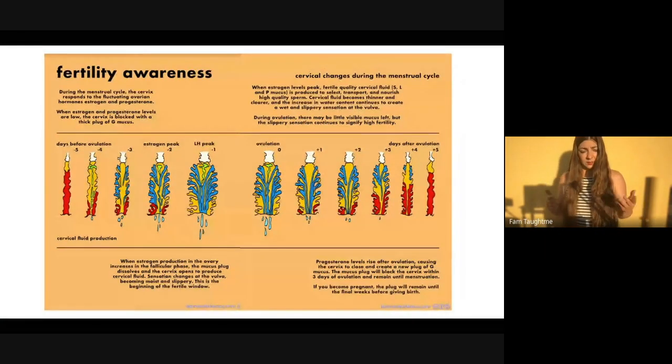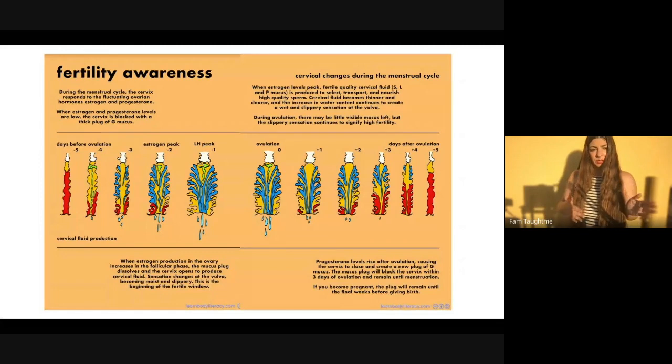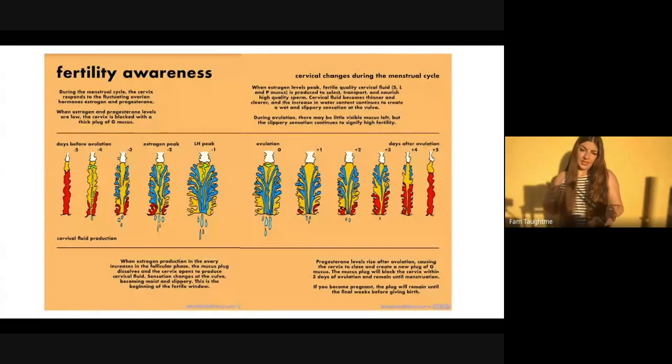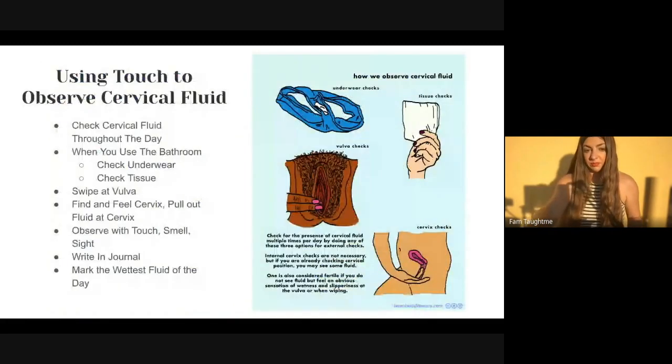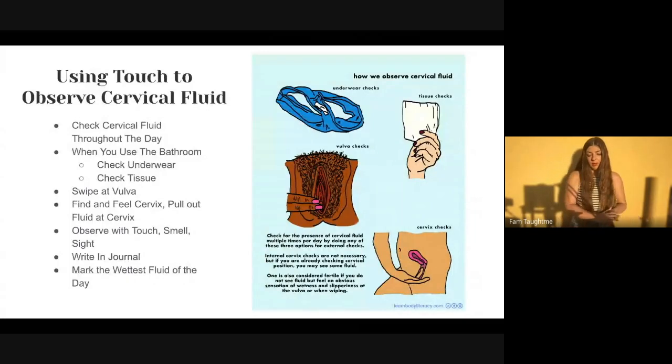You might see that in better perspective here, where we're showing the days leading up to ovulation and then ovulation itself, what's happening with the cervix, and how those different crypts are getting activated and making more wet-quality fluid during the fertile time. Also, well before ovulation and well after ovulation has concluded, the cervix is closed. It really only opens to allow the cervical fluid to move out or the menstrual blood to move out. Other than that, the cervix stays closed. Okay, so we're going to talk a little bit about using touch now to observe cervical fluid.